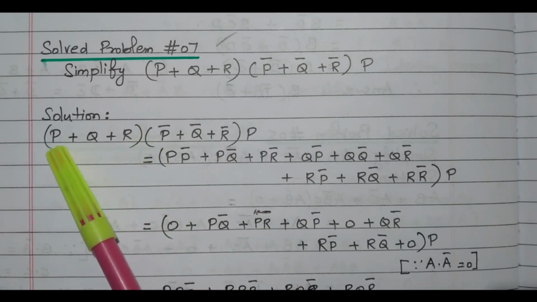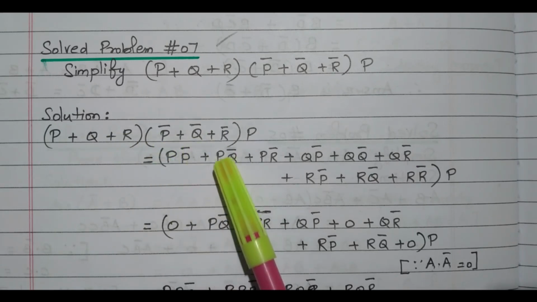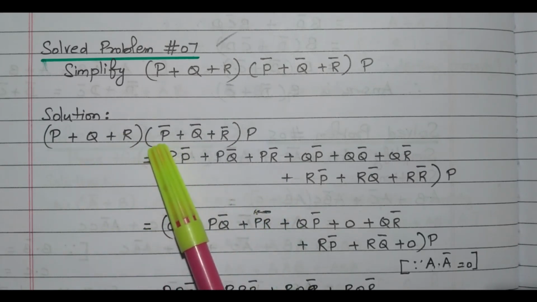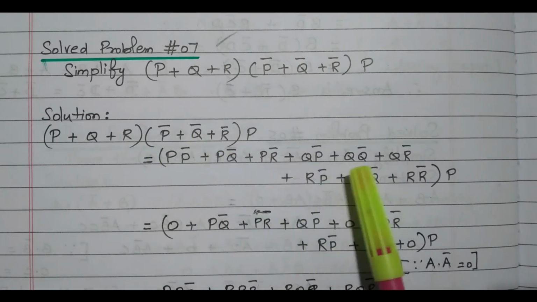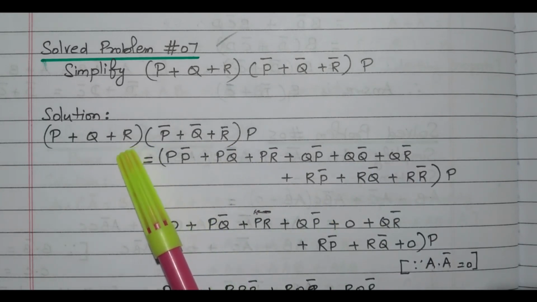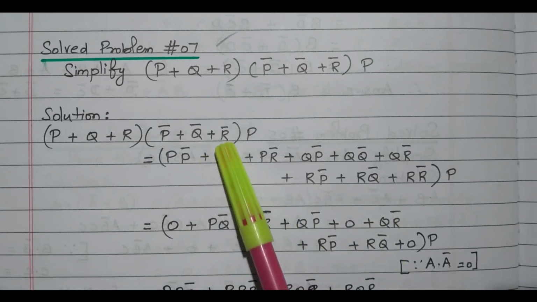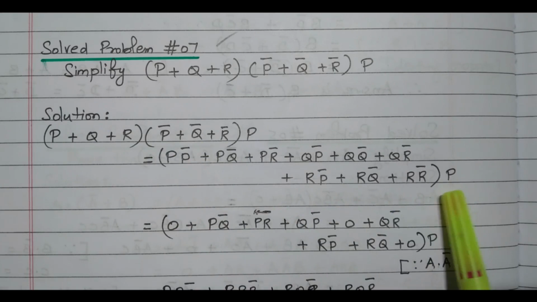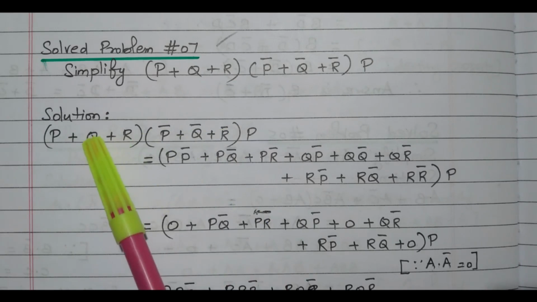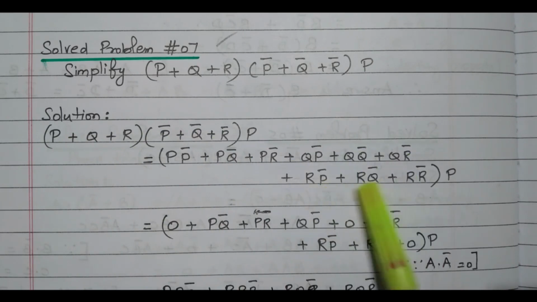First we'll take P. P is multiplied with this term, so that P·P̄, P·Q̄, P·R̄. Then multiply Q with this: Q·P̄, Q·Q̄, Q·R̄. Now multiply R: R·P̄, R·Q̄, R·R̄. So one more P is available outside, right? So the P is multiplied with all three terms, Q is multiplied with all three terms, R is multiplied with all three terms. So the 9 terms are available.